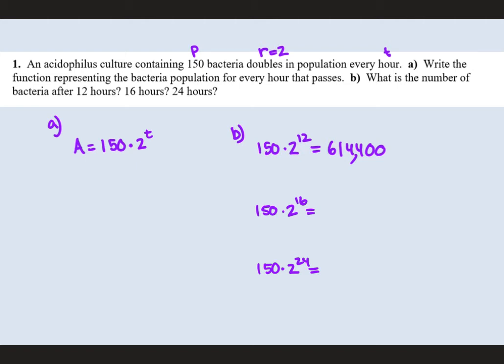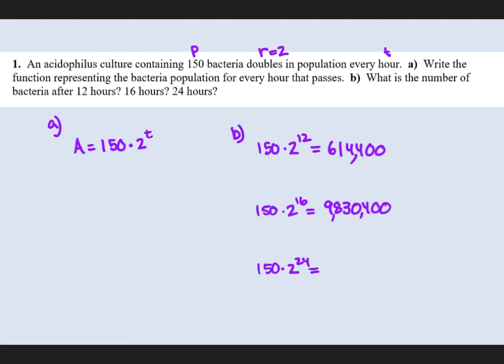All right, so that's 614,400. Let's go ahead and change that exponent to be a 16 instead. We get 9,830,400. All right, so now we have 9 million. So after just 4 more hours, we're now up to 9 million from 600,000. And let's see what happens after 24 whole hours, a whole day. How many bacteria are left?